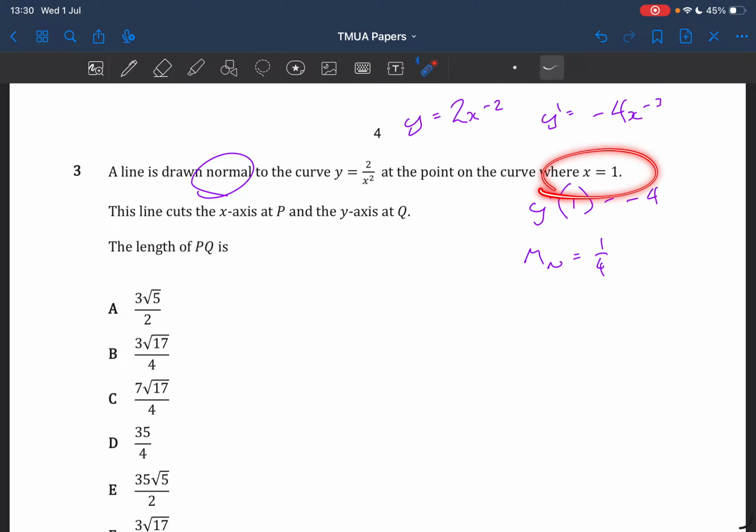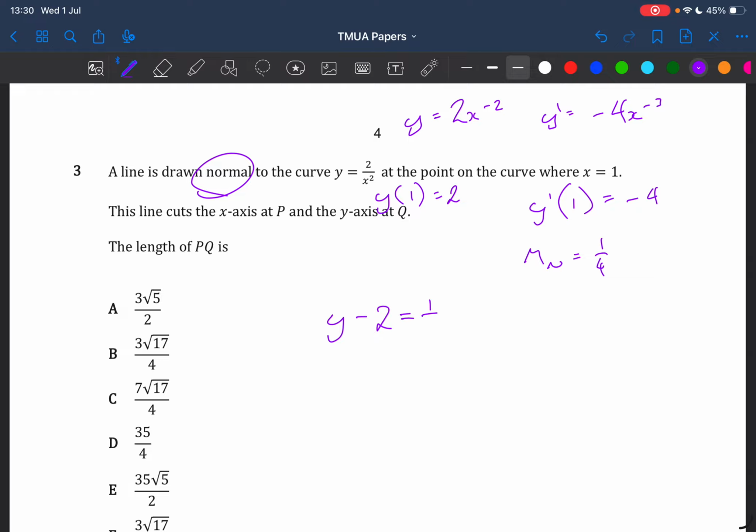Okay, so with the normal to the curve, x is 1. So let's actually work out what is y of 1. That's going to be 2. So we can write down one equation then: y minus 2 is equal to m, the 1/4, lots of x minus 1. And now we want to find out where these two values cross those axes.